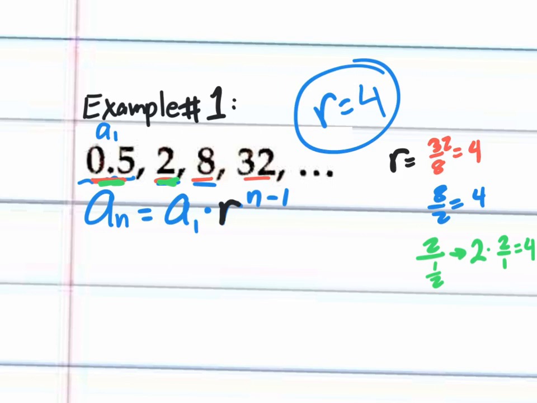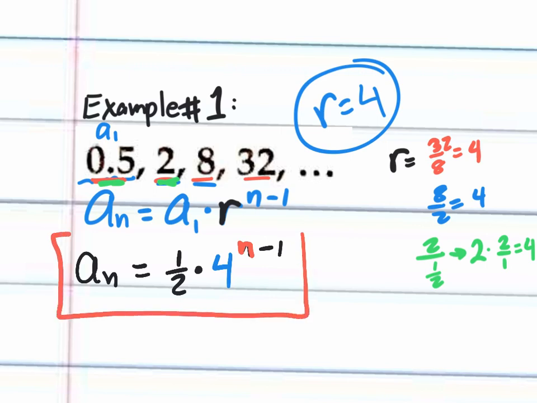All right, so what would the a sub n rule be? Let's write it out. We have a sub n equals a sub 1, which is 0.5, or you could put 1/2 if you want, times the common ratio, which we said was 4, to the power of n minus 1. And the n, I'm going to put in red so it can stand out to you. Why? Because we're done. This is the machine.